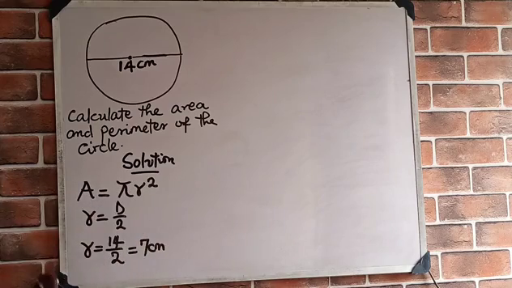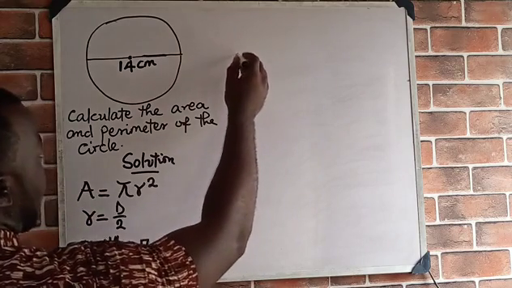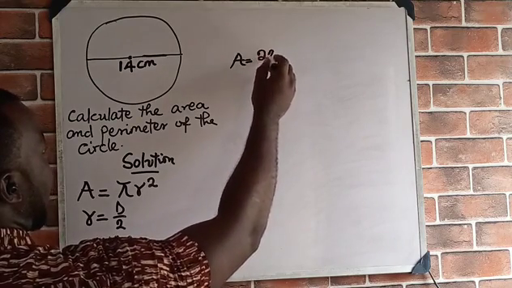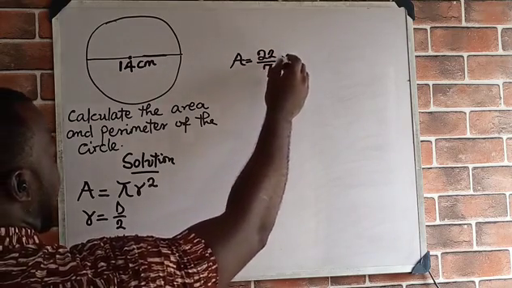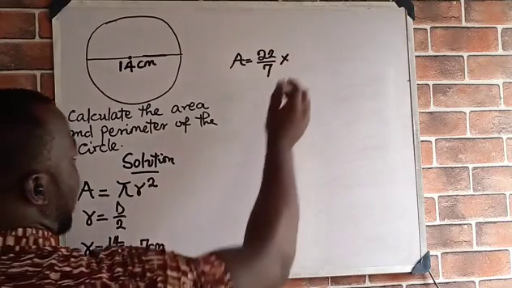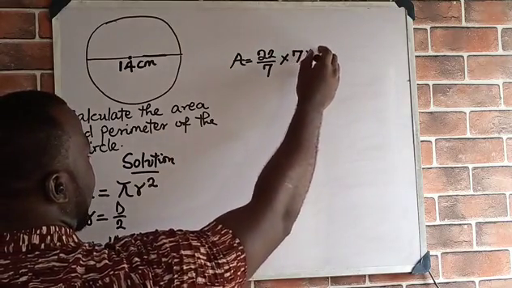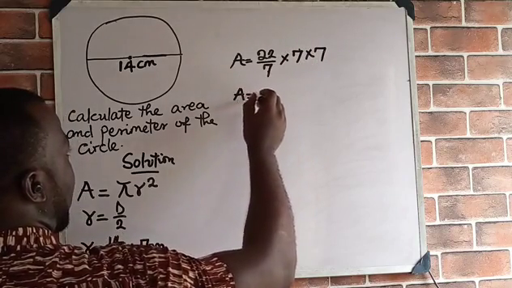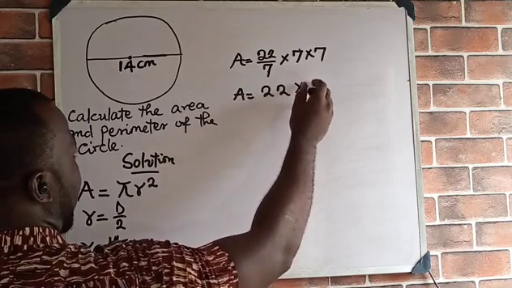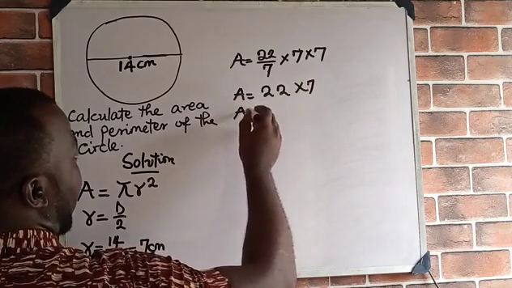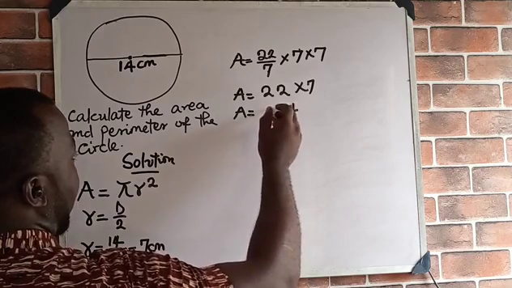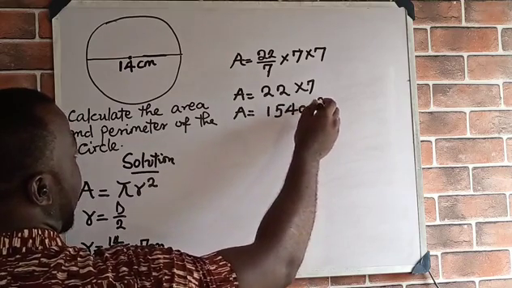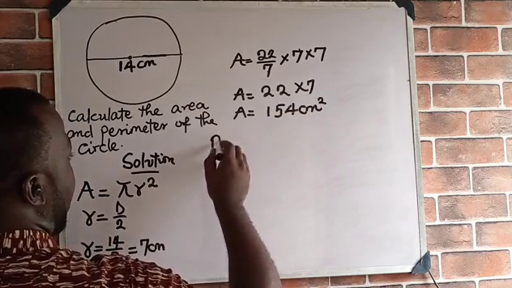And now slotting it inside here, we have that area will be pi, which happens to be 22 over 7, times my radius squared, that's 7 times 7. This cancels out this, leaving me with 22 times 7, and that will give me 154 centimeters square.